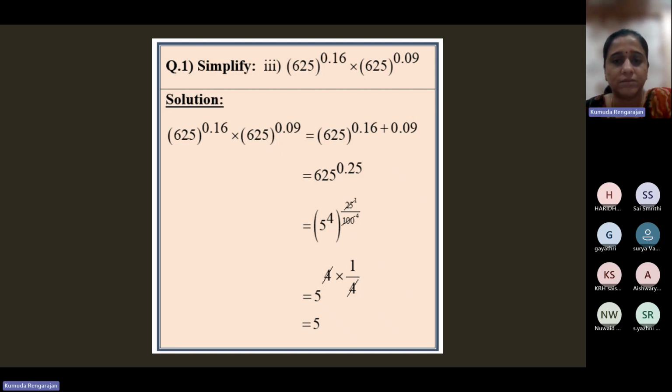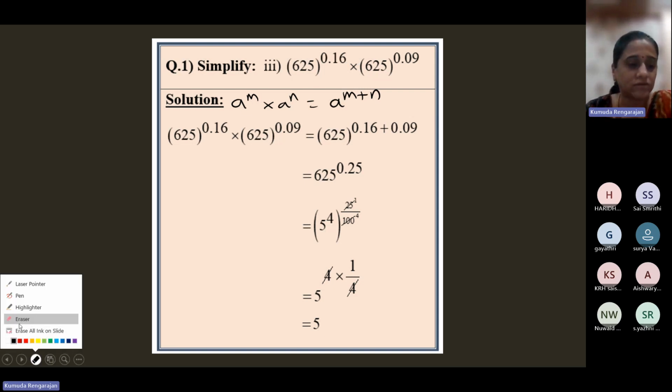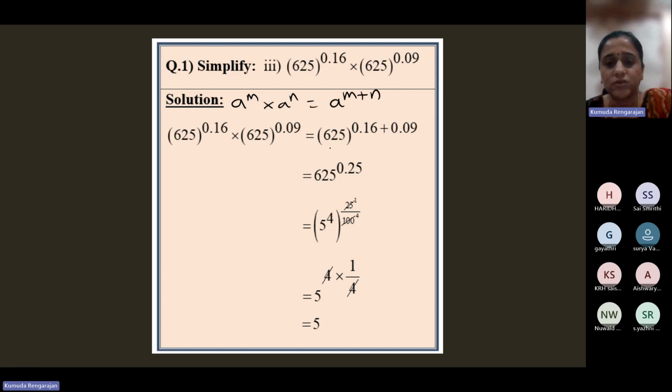Here the bases are same, 625, 625. The bases are same and it's multiplication. So we need to add the powers. A to the power m into a to the power n is equal to a to the power m plus n. All right, add the powers. The base is 625. Add the powers 0.16 plus 0.09. The sum of the powers is 0.25. And 0.25 can be written as 25 by 100.